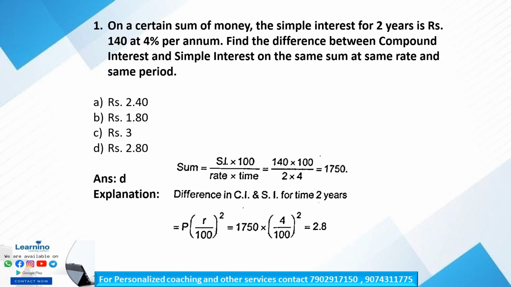Question number 1. On a certain sum of money, the simple interest for 2 years is rupees 140 at 4% per annum. Find the difference between compound interest and simple interest on the same sum at the same rate and the same period.